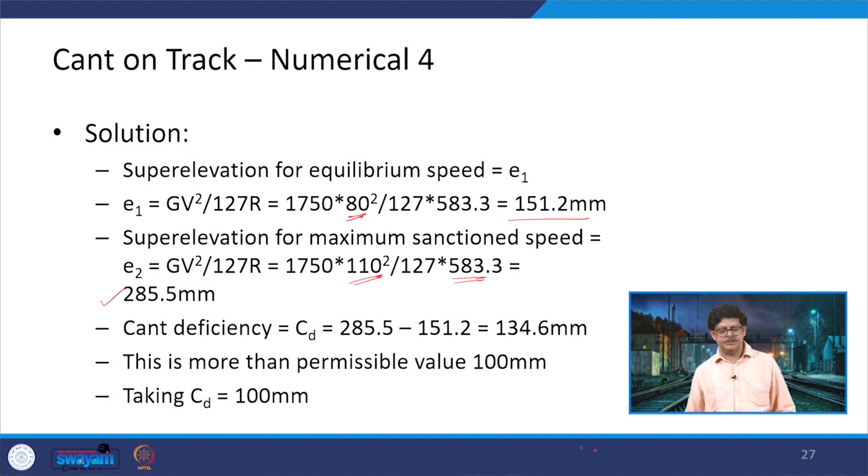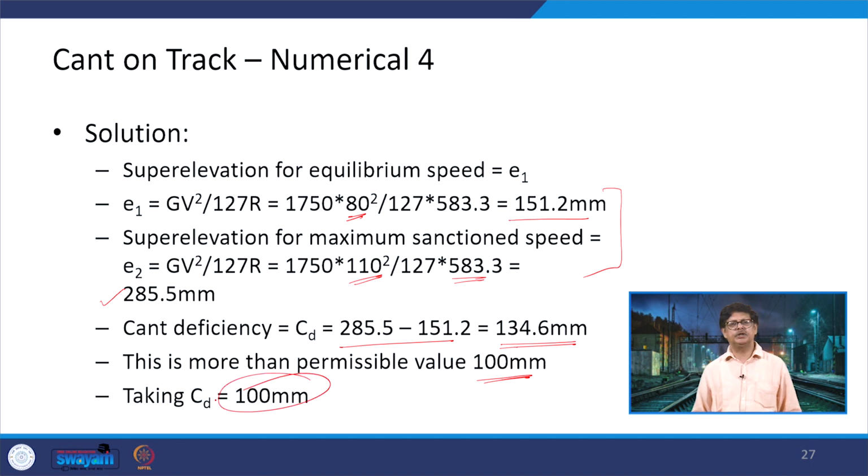So, the Cant deficiency is the difference between the two values. So, the difference between the two values comes out to be 134.6 mm. So, even if it is a high speed track, we cannot go beyond 100 mm, that is the limit. So, that means this 134.6 has to be restricted to 100 mm, and this is what we have done here.